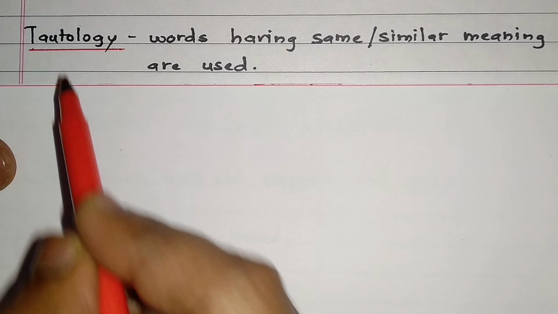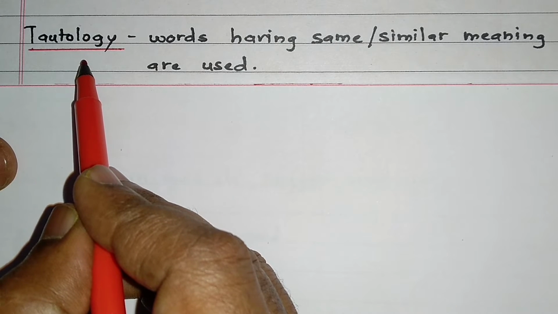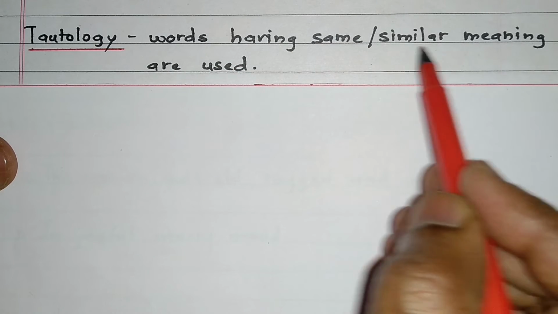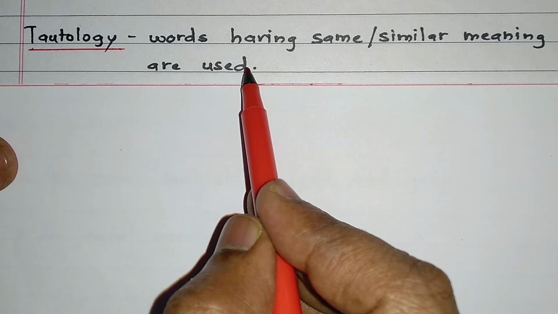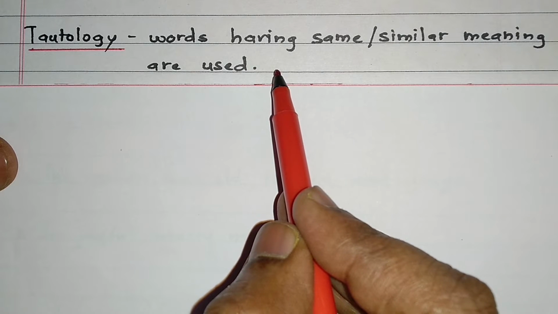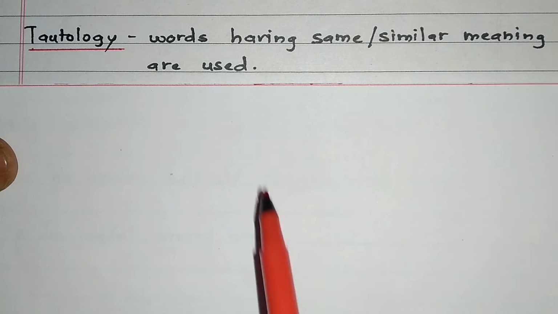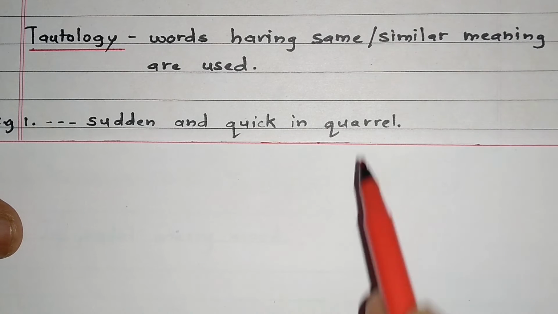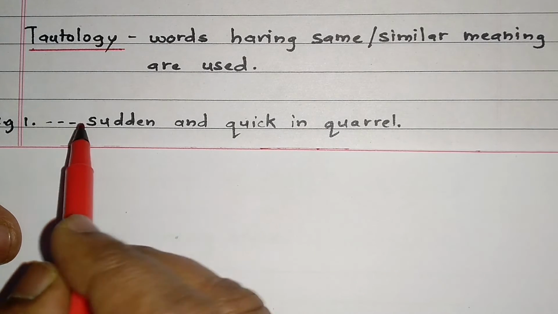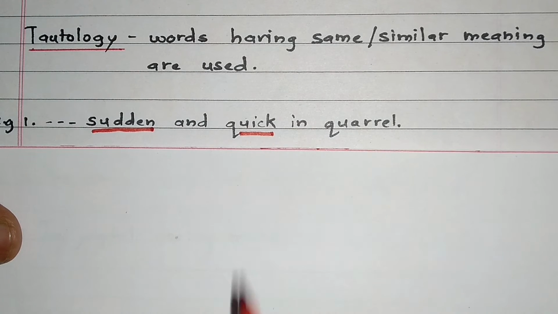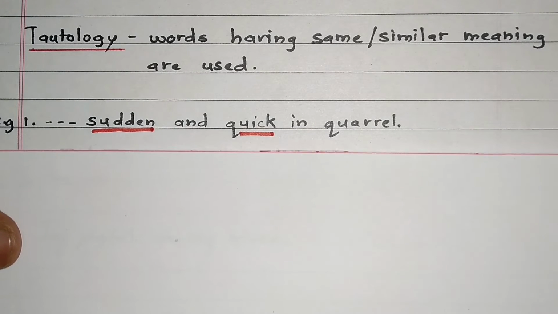Next figure of speech is tautology. In this figure of speech, words having same or similar meaning are used. It means, friends, that the same idea is repeated twice using two different words. For example, sudden and quick in quarrel. Here in this line, sudden and quick have similar meanings.